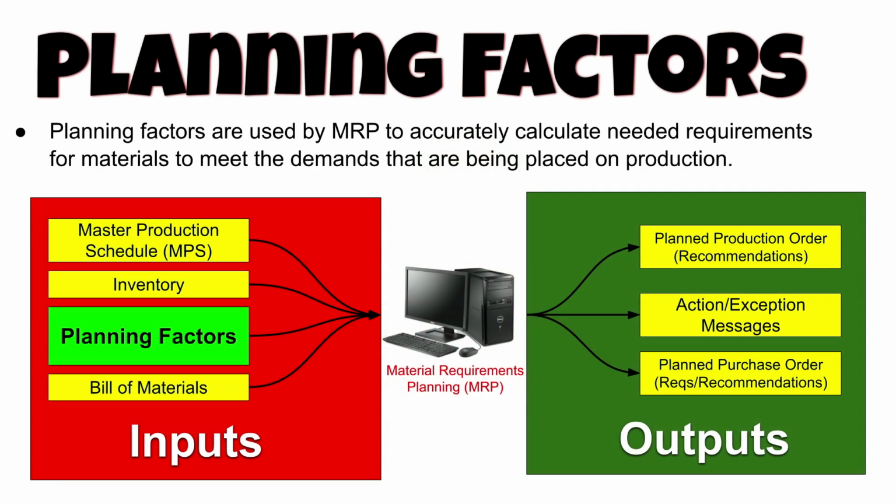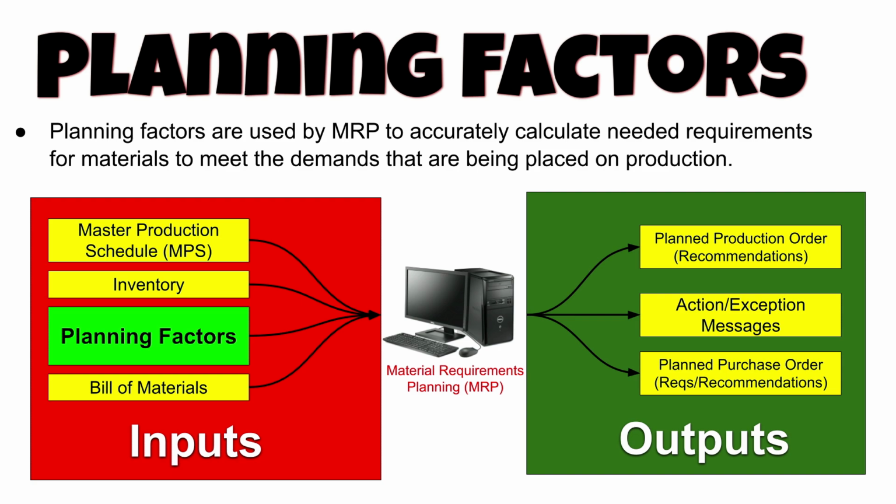In material requirements planning, a sophisticated system of logic is used to efficiently manage information, data, and the flow of materials that is needed for production. One of the critical inputs of MRP is the planning factors. These planning factors are used by MRP to accurately calculate needed requirements for materials to meet the demands that are being placed on production.